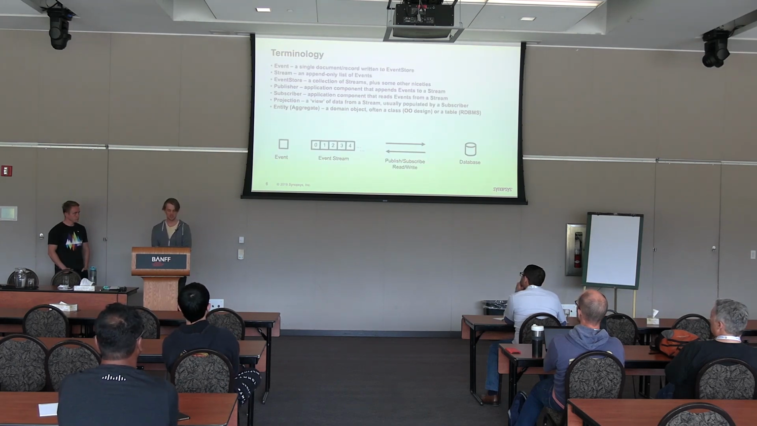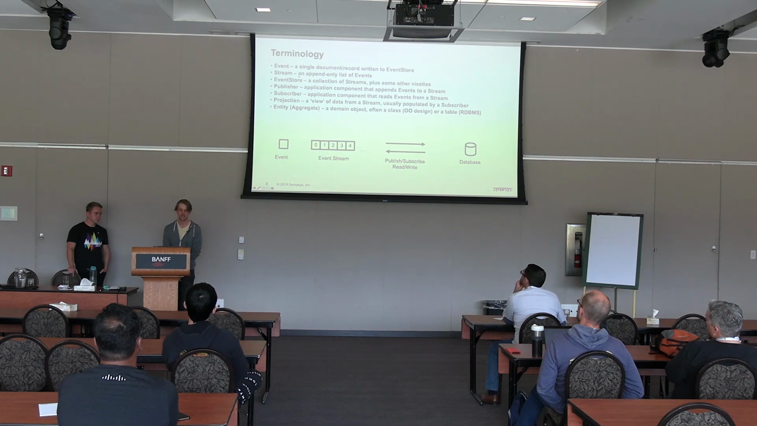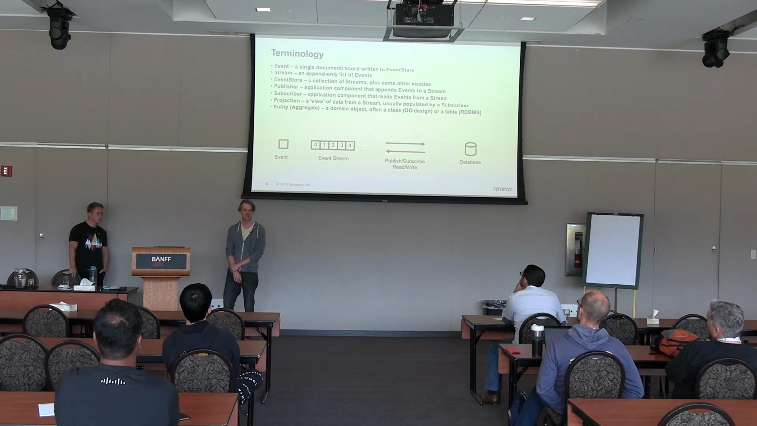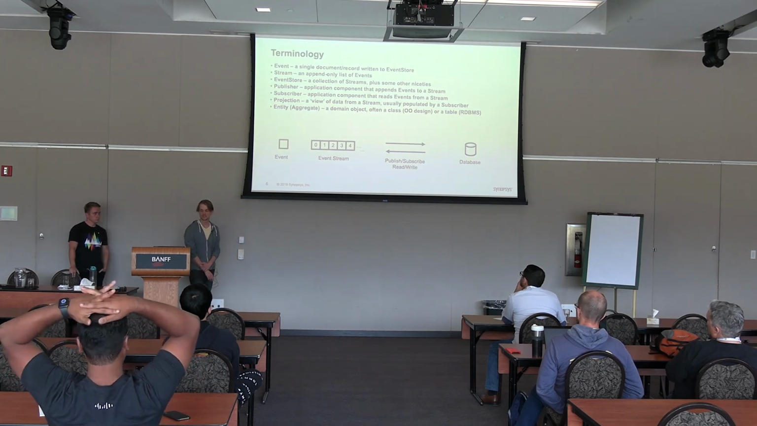Some terminology that we'll be using, both vocabulary and then sort of visual iconography that we'll be using throughout the talk. An event is a single document or record written to Event Store, or a message if you're used to message queuing services. A stream is an append-only list of events. Event Store itself is just a collection of streams. It also comes with some niceties that it can add on top of this, but we won't go into any of the details there.